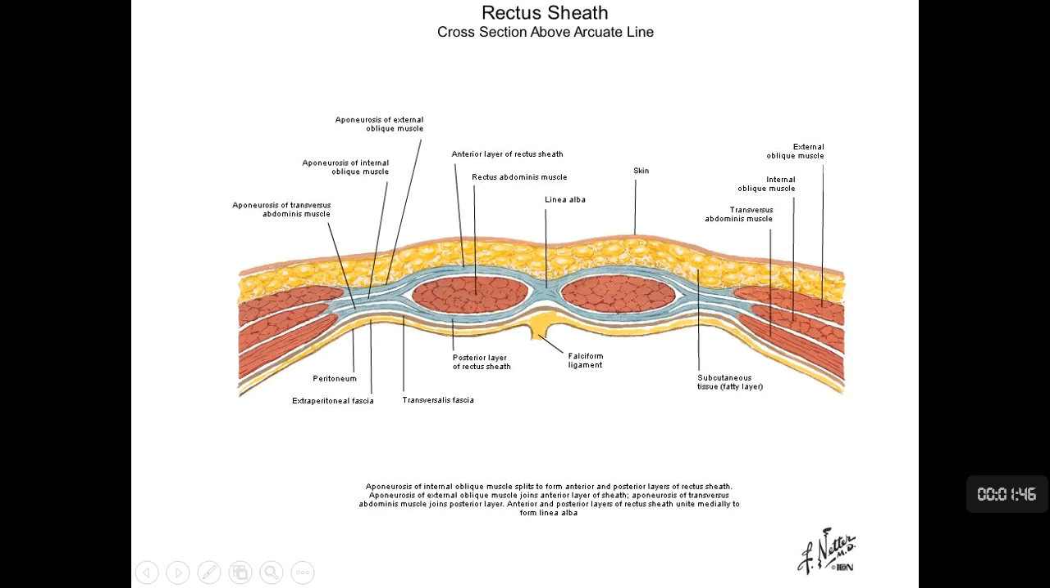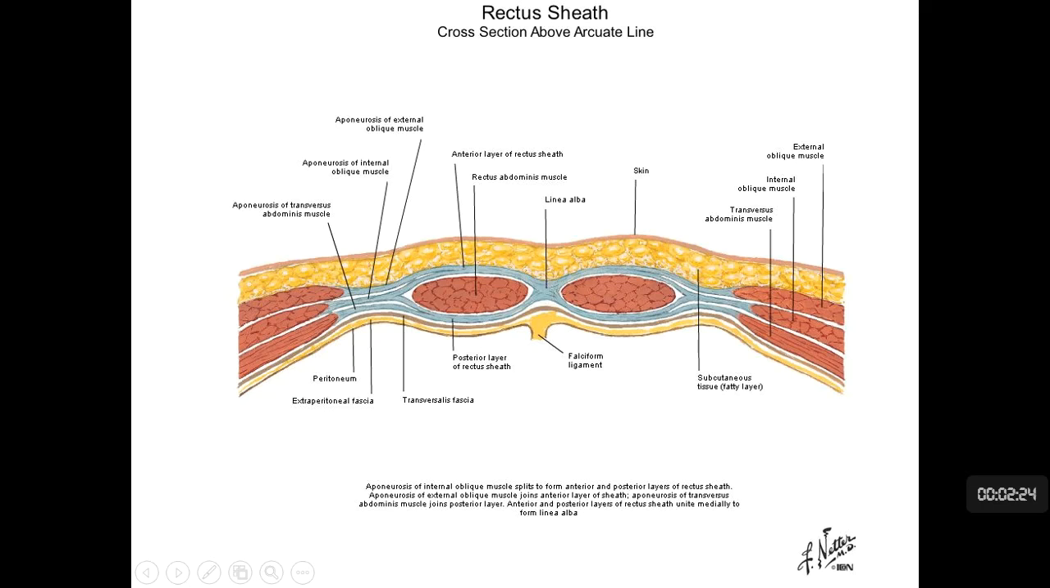In the anterior sheath we have one layer and a half layer. One layer is from the external oblique aponeurosis, and the half layer is the anterior layer of the aponeurosis of the internal oblique. In the posterior we have one complete layer from the transverse abdominis muscle aponeurosis, and a half layer, which is the posterior layer of the internal oblique. And here you can see the linea alba.